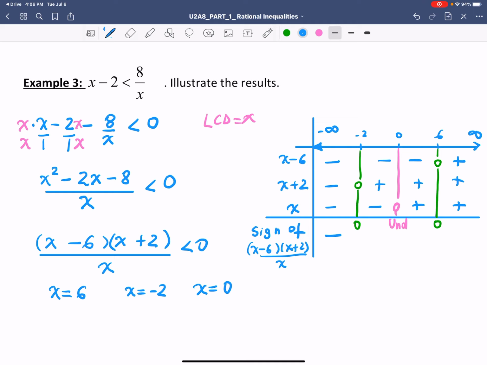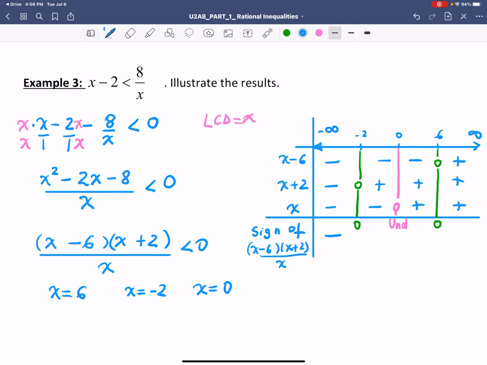2 minuses will make a plus, multiplied by a plus. That's positive. Now, 2 pluses make a plus, times a minus, negative. 3 pluses make a positive. There is no doubt about that.